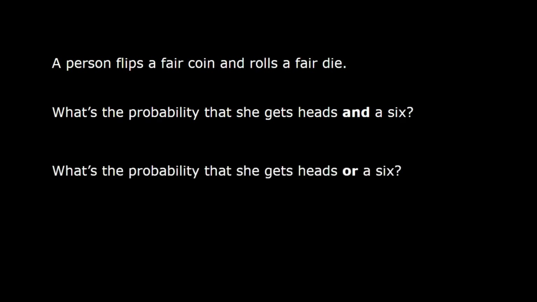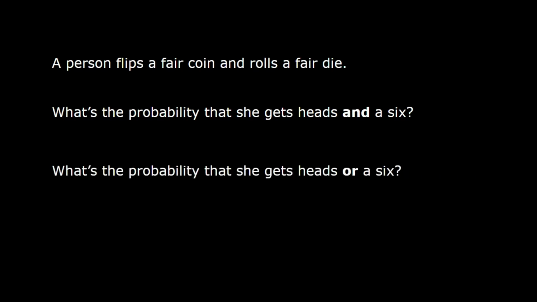Okay, to help you get a better grasp of this terminology, let's look at an example where a person flips a fair coin and rolls a fair die. So what's the probability that she gets heads and a 6? This first probability has an AND connector there in boldface type, and that means you should be trying to calculate the probability that both of these events occur. So of course the operation of choice there is multiplication, and you should be considering whether these events are independent or not. And the second probability is, what's the probability that she gets heads or a 6?